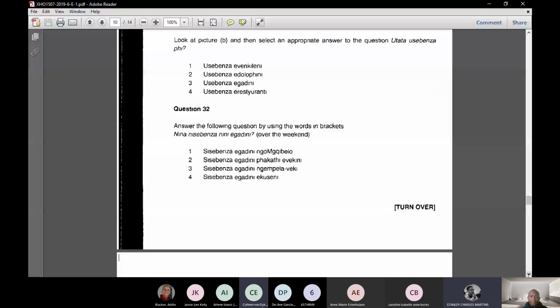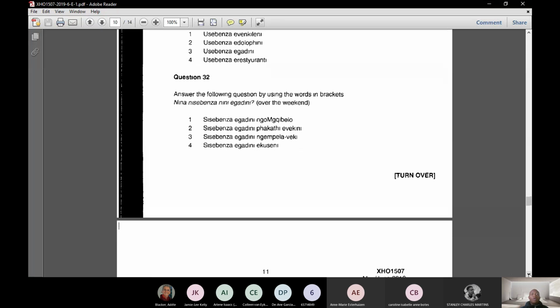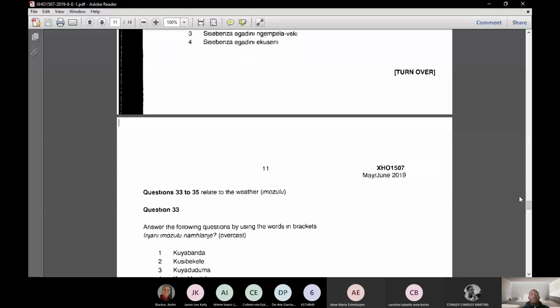Number 3 is correct. Ngempelaveki. Mpelaveki is the weekend. It's not a vacation. Some people work on the weekends, so it's just the weekend. So the correct answer for 32 is number 3.